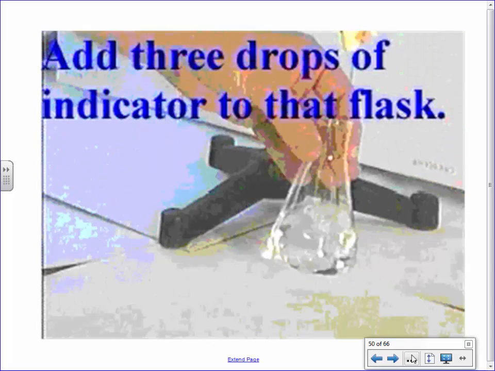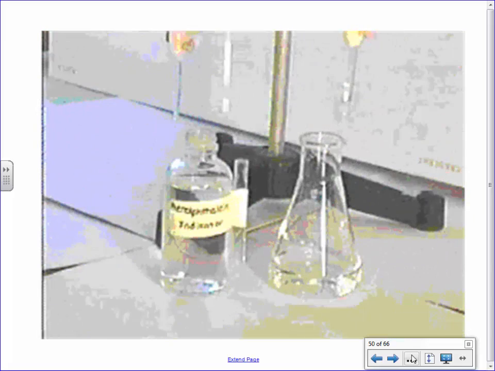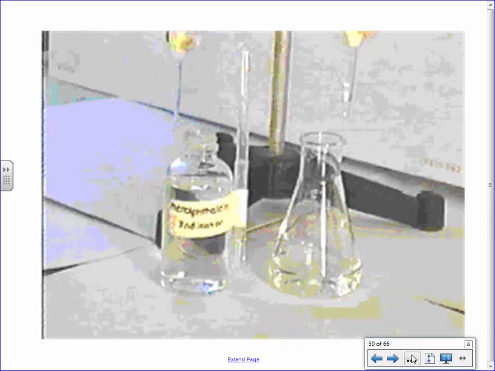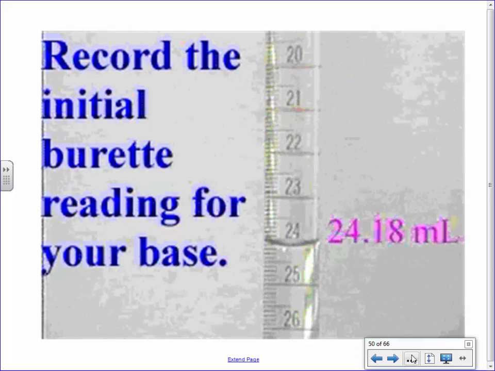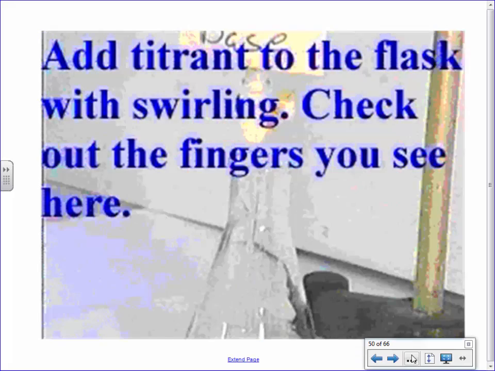Okay. You're going to add 3 drops of indicator. The most common one we use is phenolphthalein. And the reason why we use phenolphthalein is because it has a very distinct color change. Phenolphthalein, if you guys know it at all, goes from clear to pink.